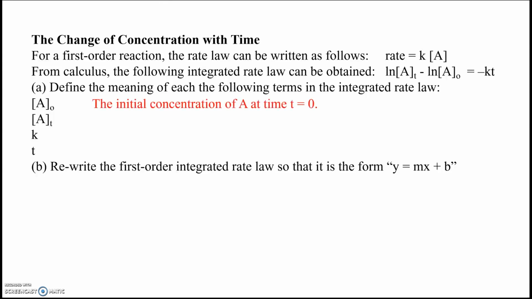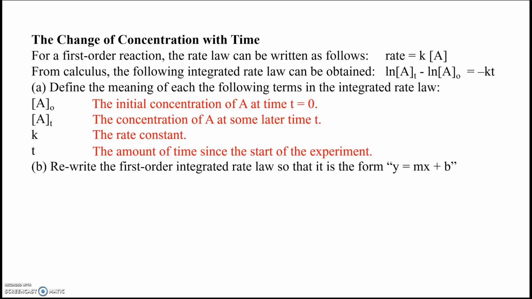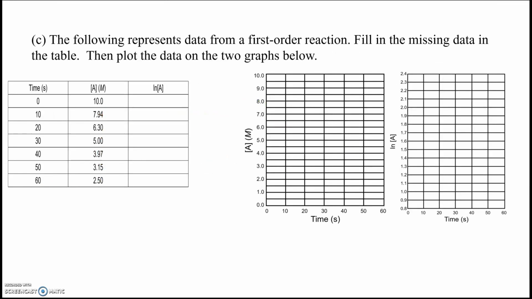Let's define all of these terms. A initial, that's what it sounds like. It's the initial concentration of A at time t equals 0. A sub t is the concentration of A at some later time t. k is the rate constant. t is the amount of time since the start of the experiment. Now, let's rewrite this in the form y equals mx plus b, which would be a line. If I do that, I would get the ln of A sub t is equal to minus kt plus the ln of A initial.